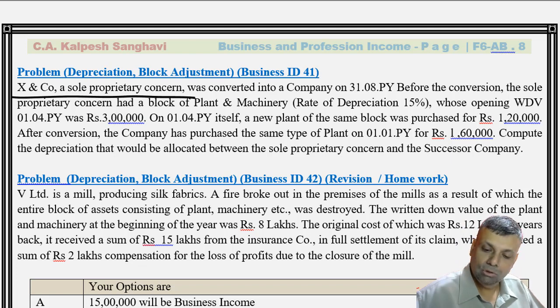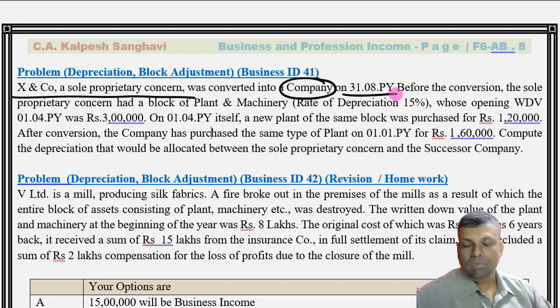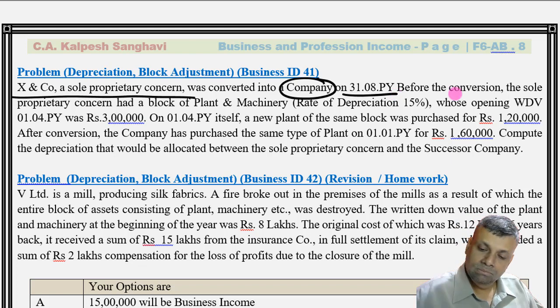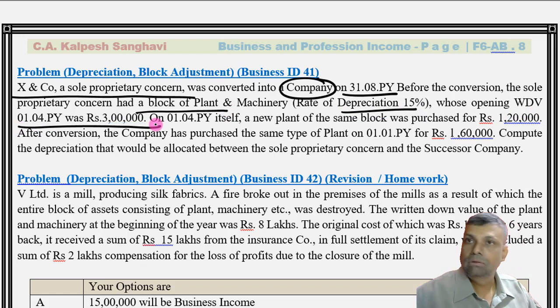Let's say X and Company, a sole proprietary concern, was converted into a company on 31st of August. So the proprietary concern converted into a company. The company is a newer entity, the one receiving these assets. That means a business has been transferred to this company, which we call the successor company. Before the conversion, the sole proprietary concern had a block of plant and machinery, rate of depreciation as given, whose opening WDV was 3 lakhs.